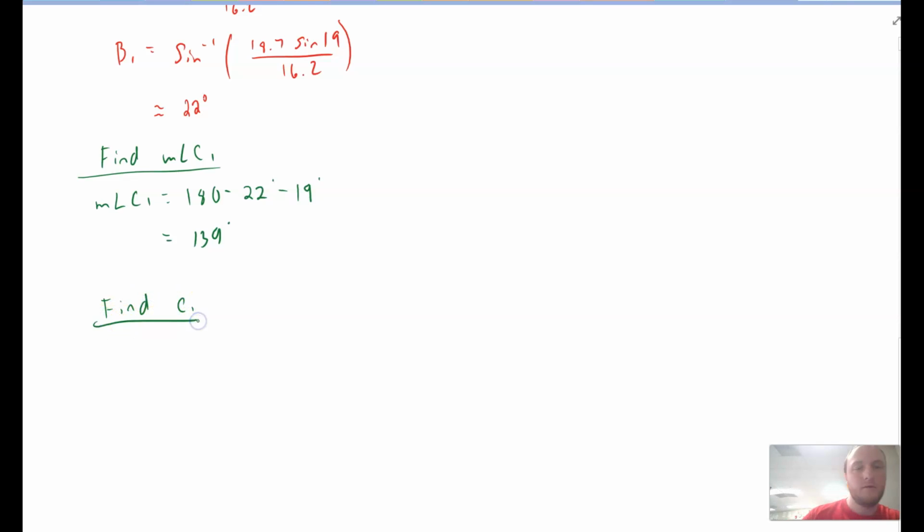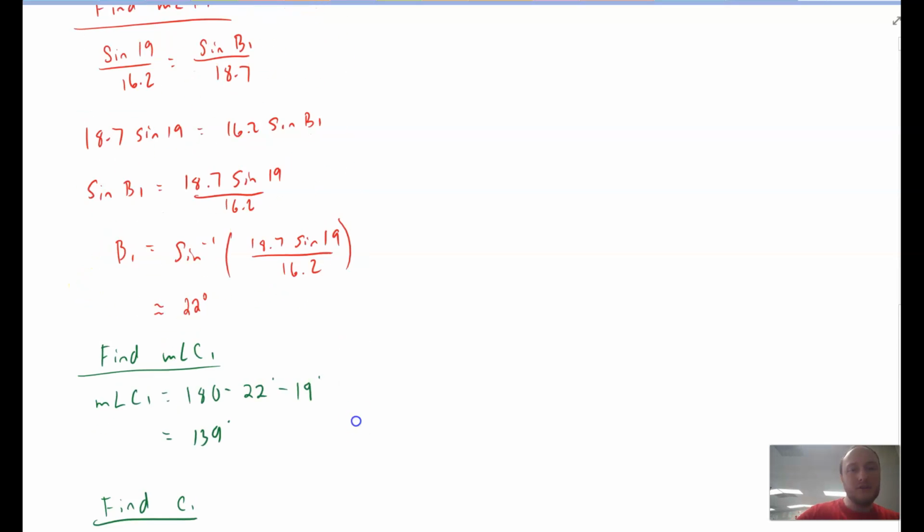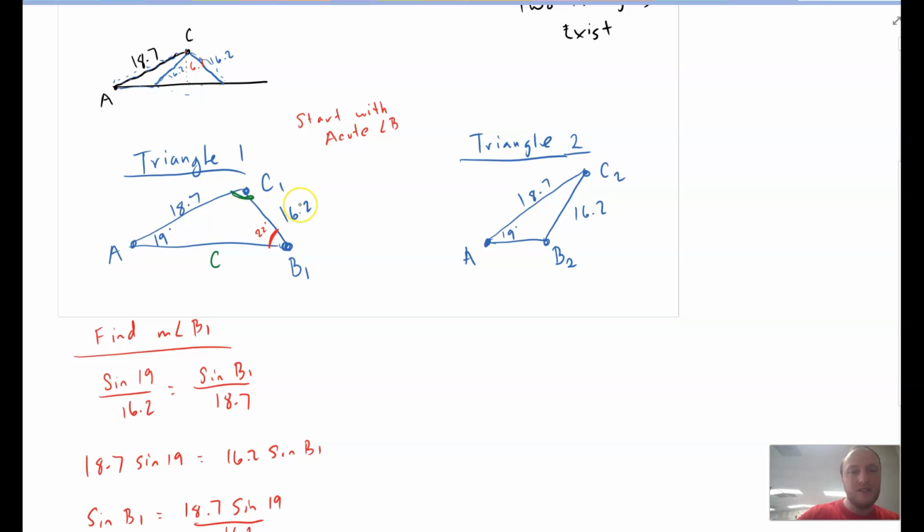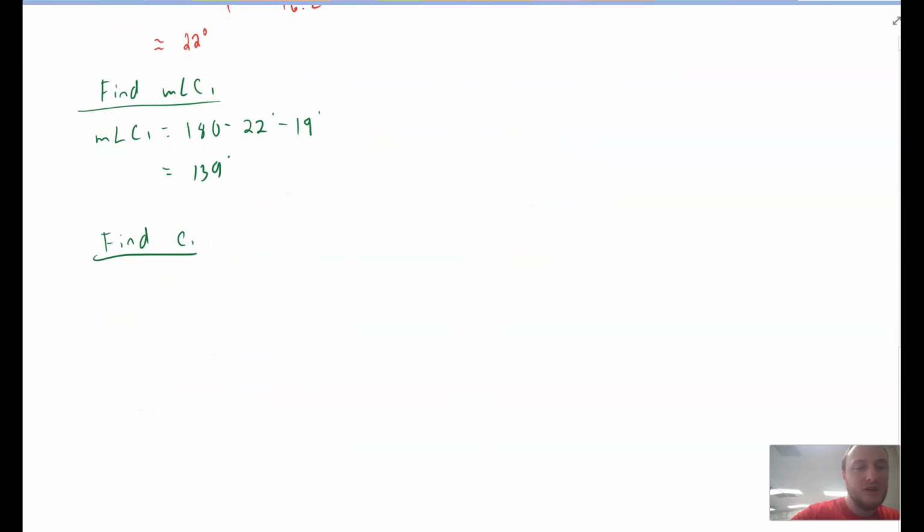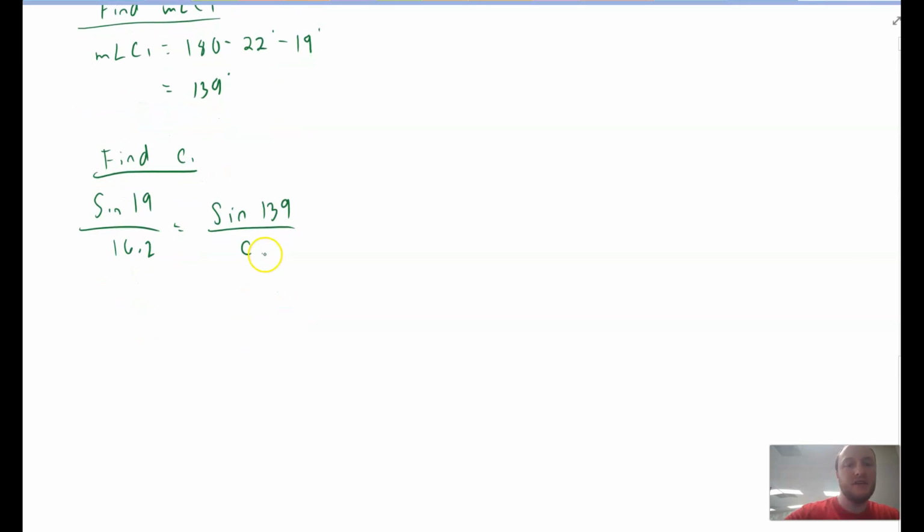Okay, so C1. Next I have to find C1. Again, I'm going to use law of sines. So I have sine of 19 over 16.2 is equal to the sine of whatever that angle is, 139, over side C. You could say C1 if you want. C1 times sine of 19 is equal to 16.2 times sine of 139, making C equal to 16.2 sine of 139.